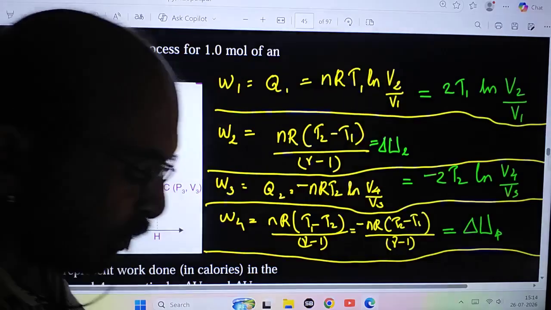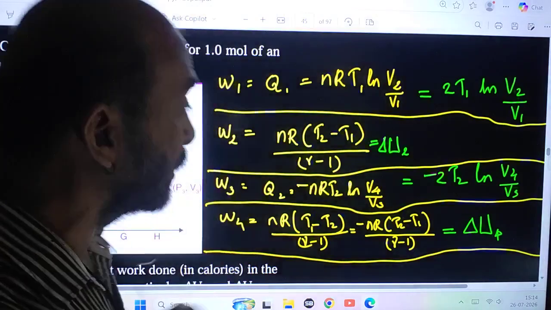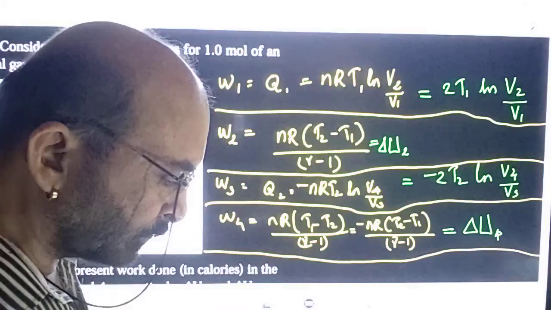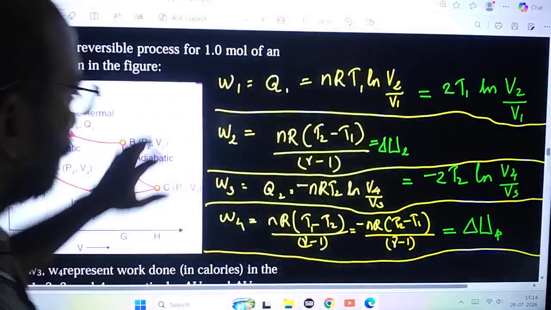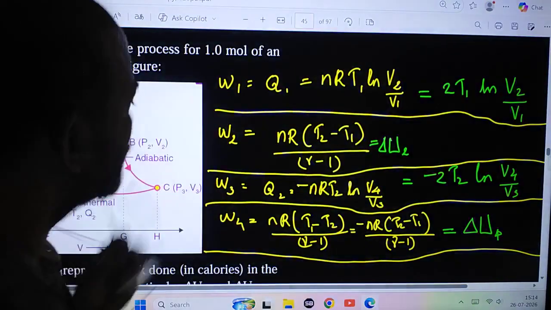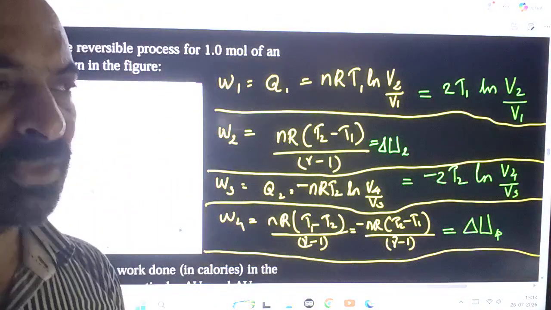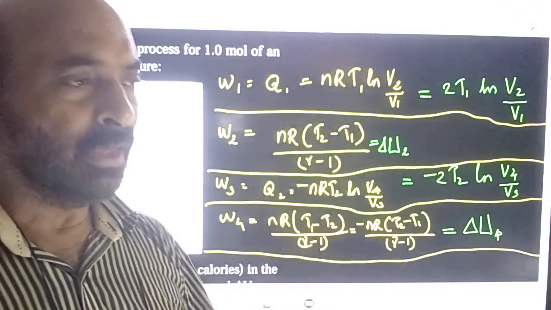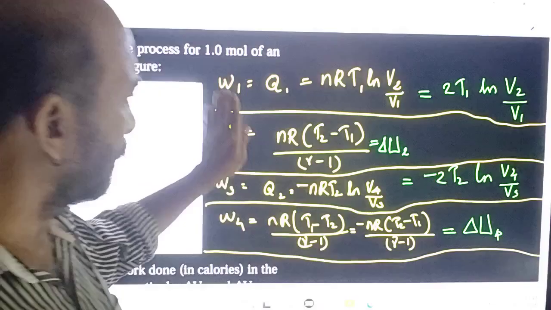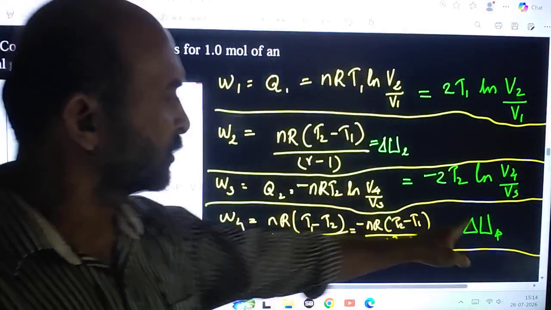Next one, W2 plus W4 is delta U2 minus delta U4. They are talking about W2 and W4. Look here. See, here the work involved is nothing but the change in internal energy, because no energy is permitted to be given out or taken in, because it is under adiabatic condition. So W2 is nothing but delta U2 here, and W4, another adiabatic process, is equal to delta U4.